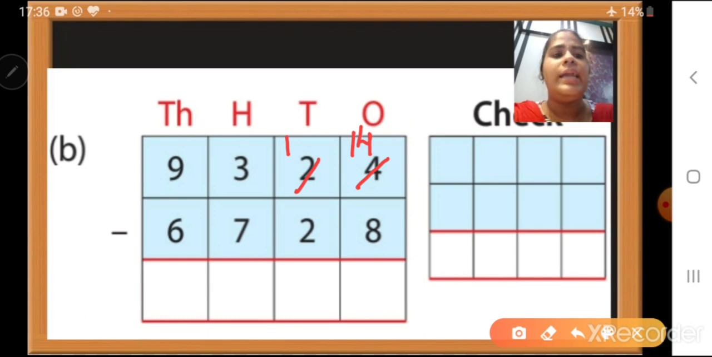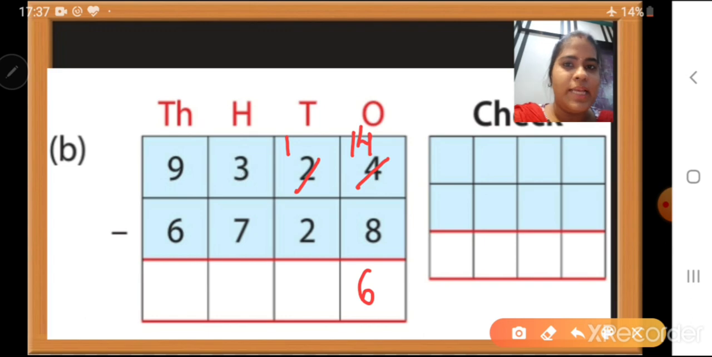Now, 14 minus 8. Is it possible? Yes, it is possible. Now, children, how we will subtract this? We will count after 8, which is 9, 10, 11, 12, 13, 14. We have got 6 fingers. So, write here number 6 in ones place. Moving towards tens place, again 1 minus 2 is not possible. So, we will borrow from hundreds place.